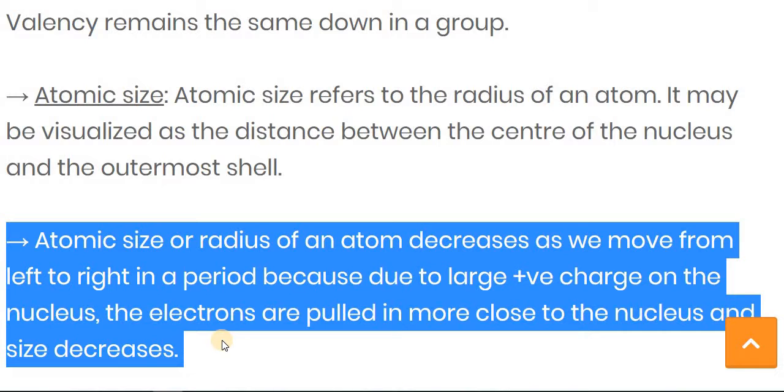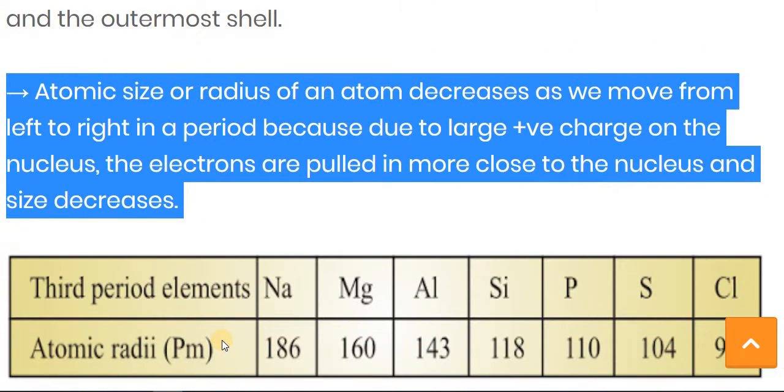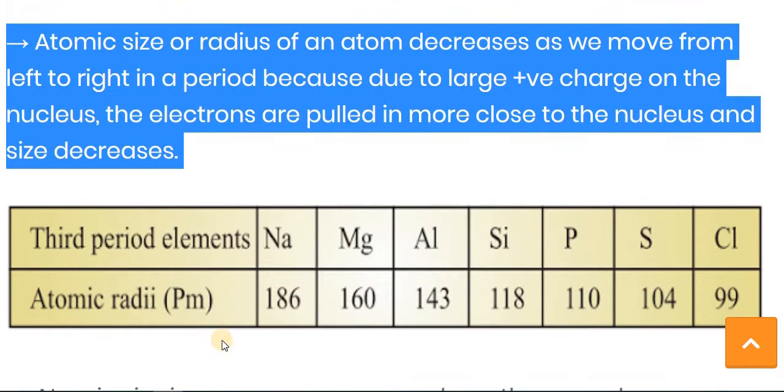But if you are talking about the group, as we discussed, if you are going from up to downwards, then one shell is added, not an electron. The outermost electron remains the same. Valence electron, valence is the same. But in the group, if you move from up to downward direction, then one shell is increased. So the distance between the nucleus and the outermost shell is also increased. So the atomic size becomes larger.